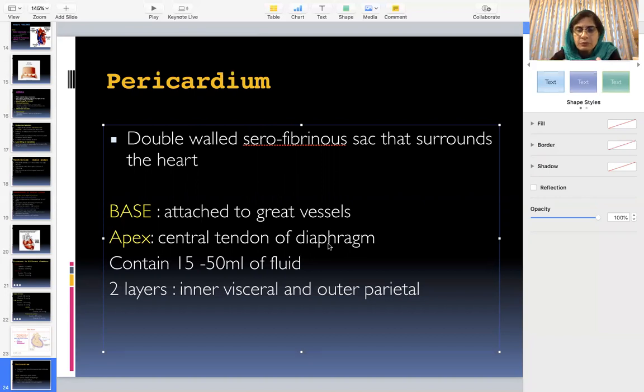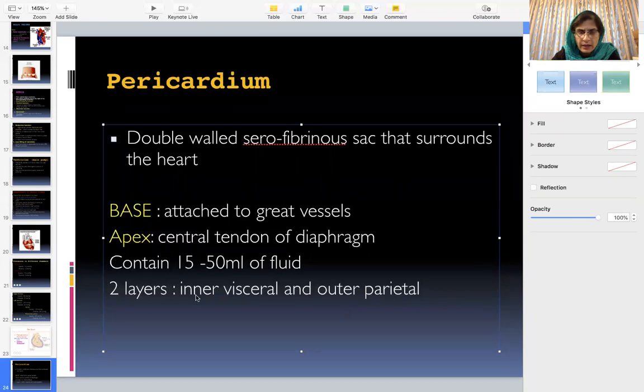The diaphragm is a muscle between the thorax and the abdomen. It is a barrier. You know that the lungs and the heart are in the thorax, and the abdomen and the thorax are separated by a muscle called the diaphragm. It is a dome-shaped structure separating the thorax from the abdomen. Now the apex is attached to the central tendon of the diaphragm, and this pericardial space contains about 15 to 50 ml of fluid, between two layers, an inner visceral and an outer parietal layer.